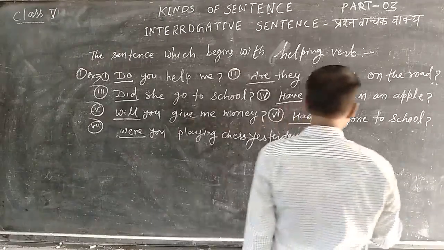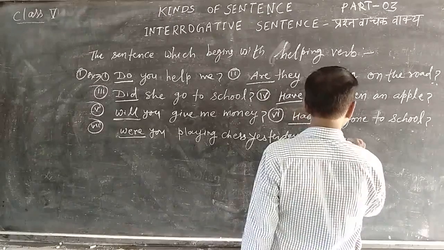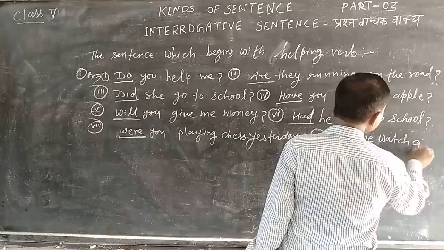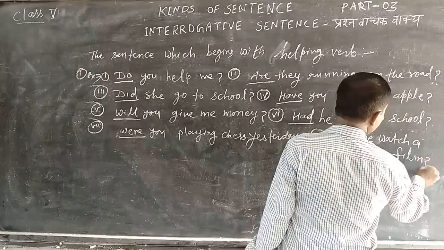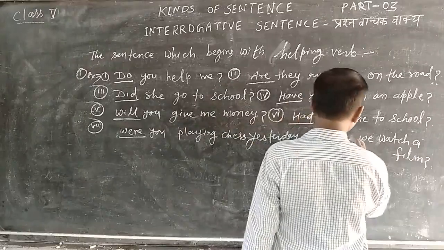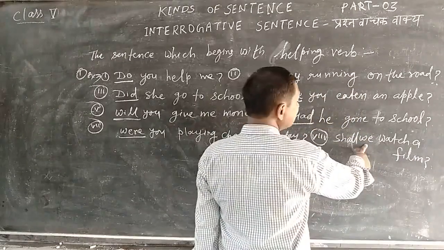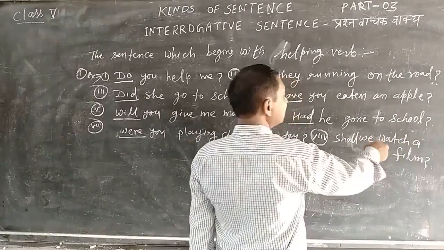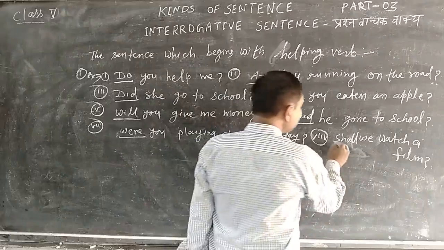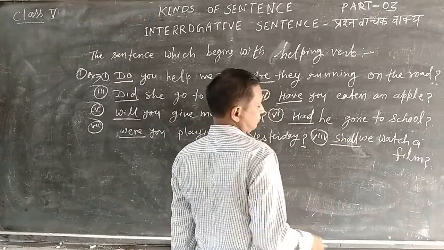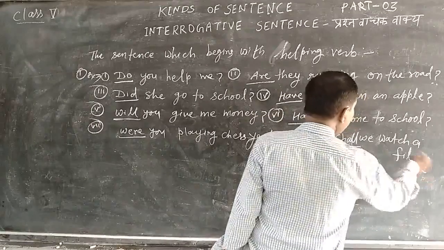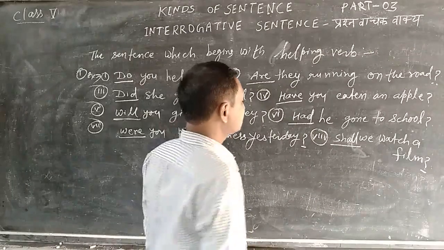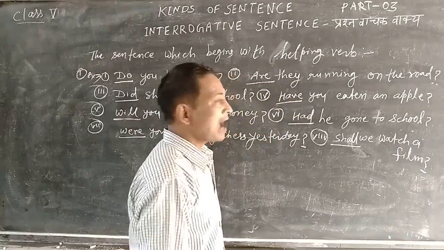Eighth example, shall we watch a film? Shall we watch a film? This sentence begins with helping verb shall and ends with a question mark. This sentence is also asking a question. Shall we watch a film?